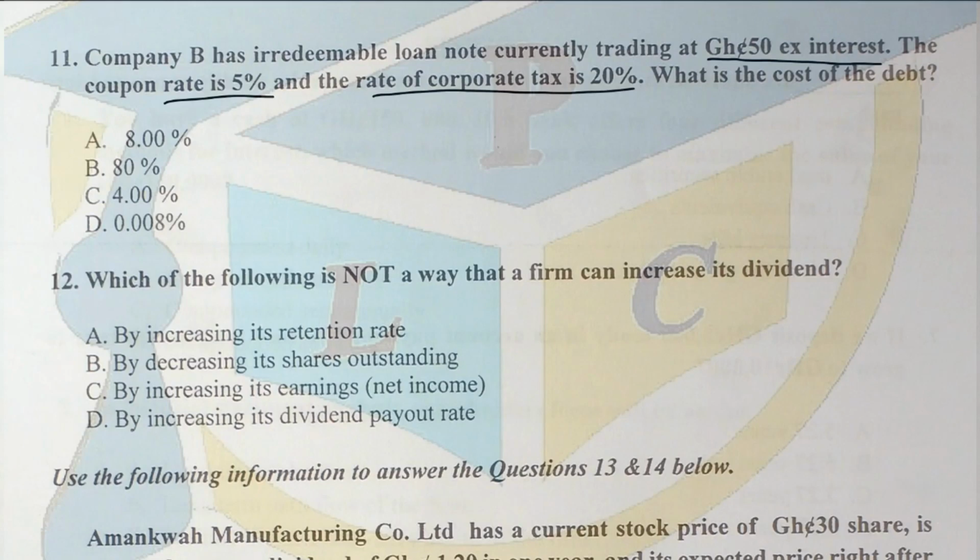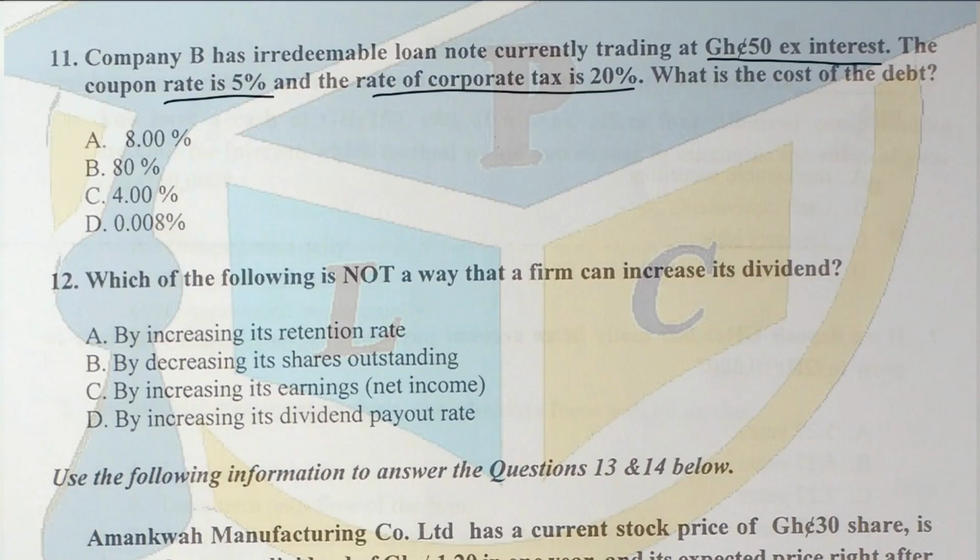So this is a debt finance. Actually, we have two types of finance: we have debt finance and we have equity finance. So an irredeemable loan note is a debt finance. So let's see the cost from this information given. Now, to calculate the cost of debt, the coupon rate is an interest before tax. But for us to know the actual cost of debt, it is the interest rate after tax.